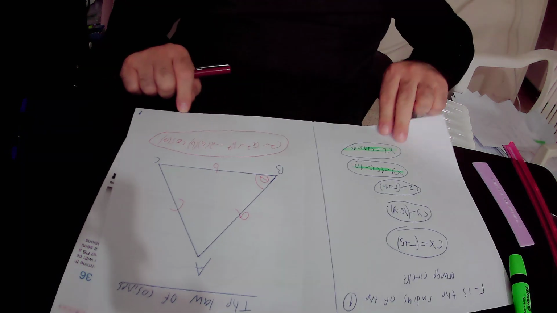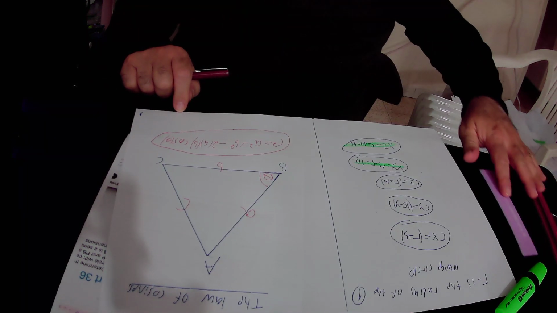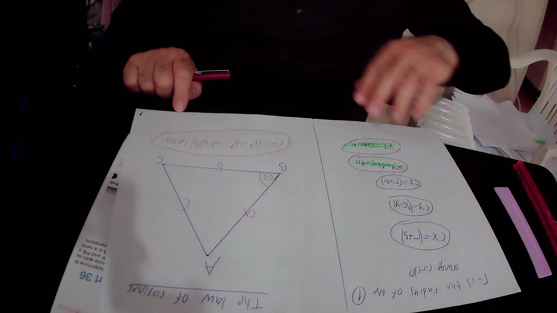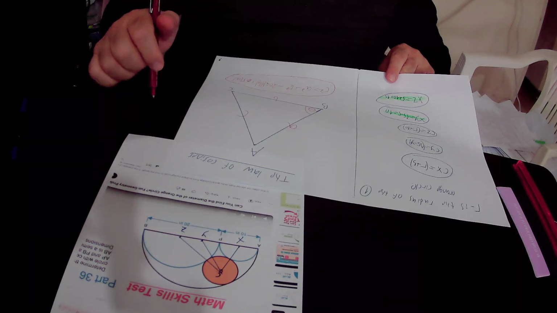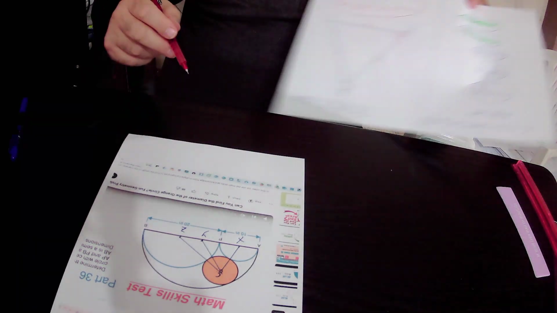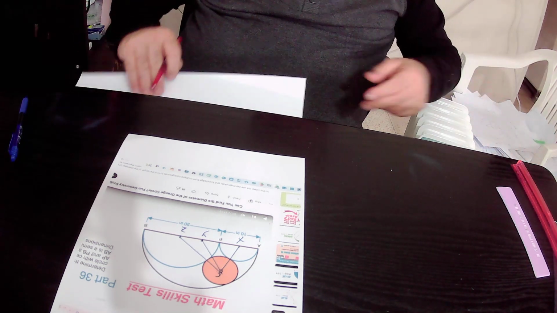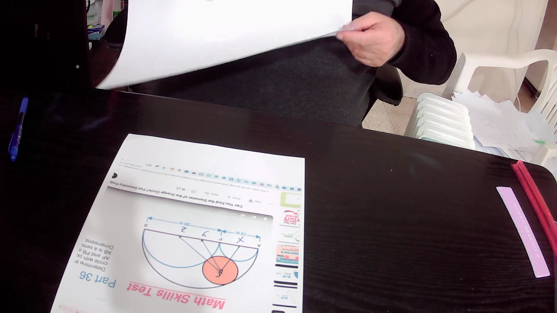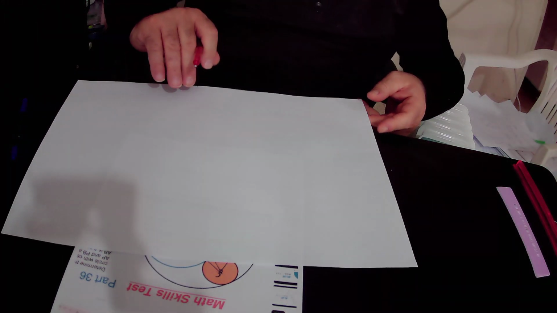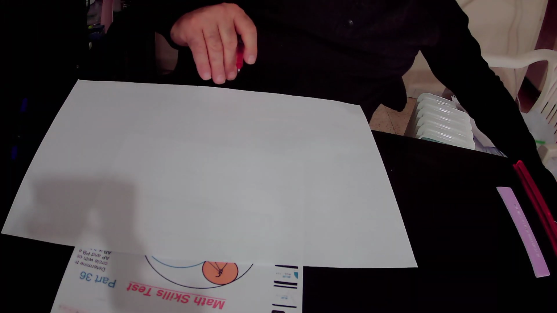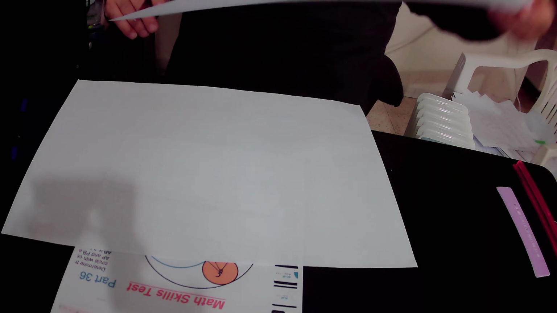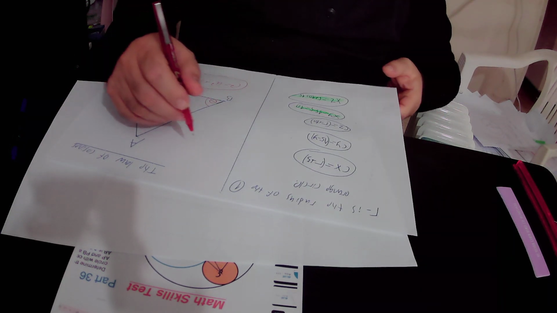Okay, so we will implement the law of cosines in triangle CXY. I'll copy triangle CXY in a new page, and we'll implement the law of cosines in triangle CXY.